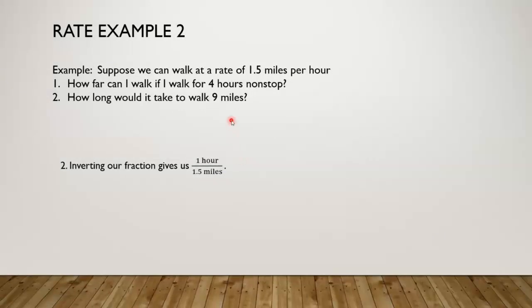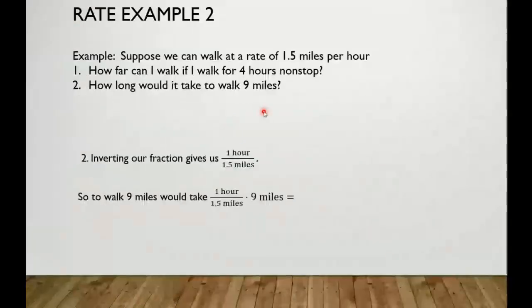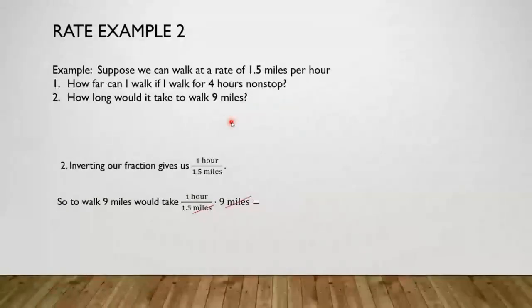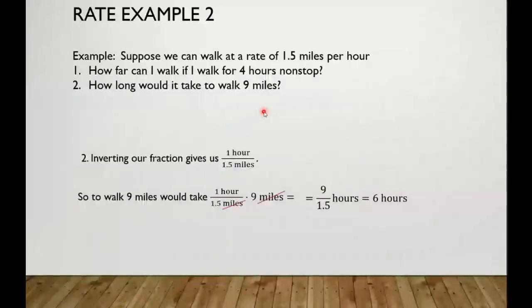Now it will cancel, because if we multiply, you can see that the unit miles is going to cancel. Those knock each other out, and all you're left with is the unit hour. So we multiply, and we get 9 over 1.5 hours, which turns out to be 6 hours. So that's what we end up getting here.